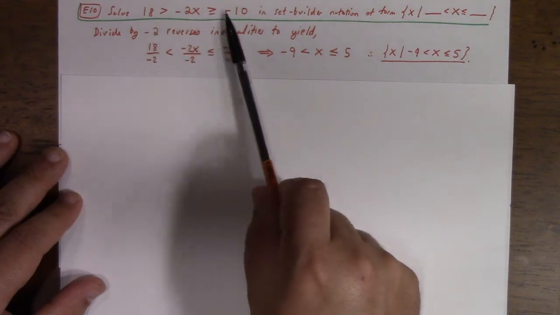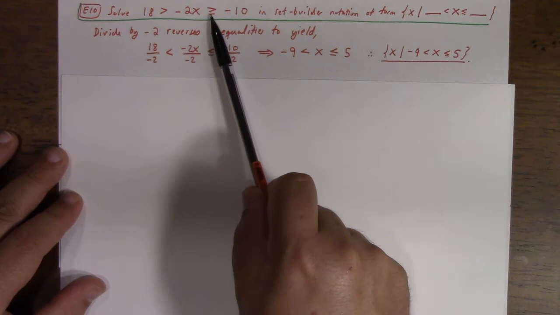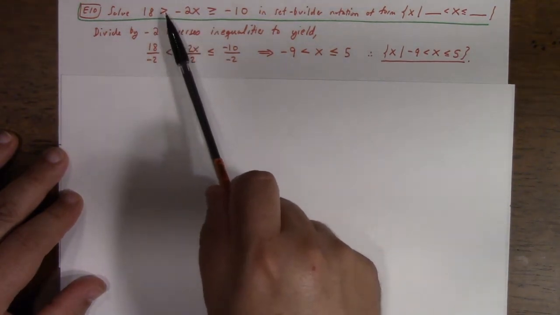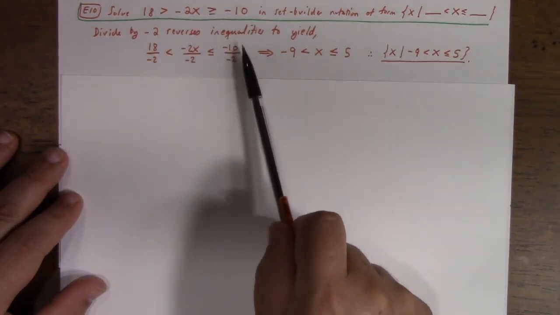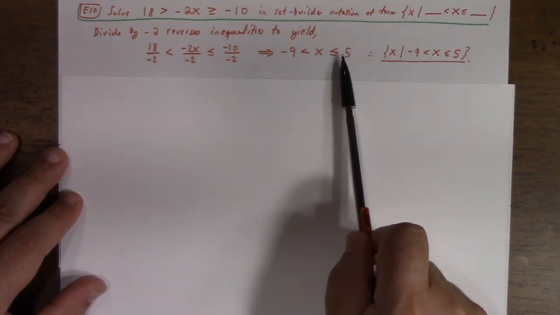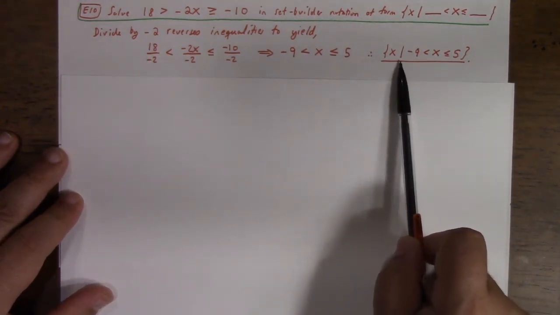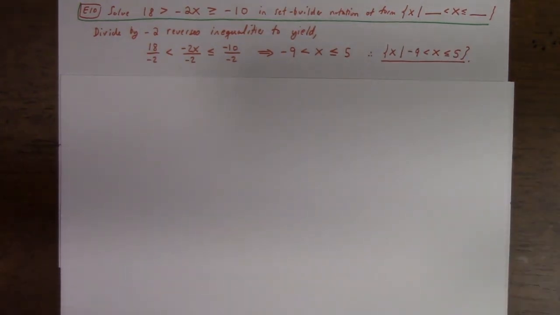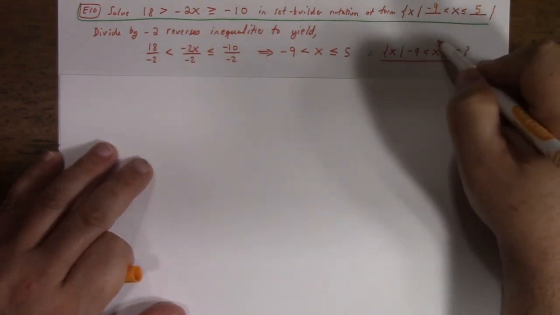So this time we're going to divide that inequality by minus 2. But remember, when we divide by a negative or multiply by a negative, we have to reverse the inequalities. So we get minus 18 over 2 less than minus 2x over minus 2 less than or equal to minus 10 over minus 2, which gives us minus 9 less than x less than or equal to 5. So there you go in set builder notation, x such that minus 9 less than x less than or equal to 5 is our solution. In other words, we can fill in the blanks up here, minus 9 and 5, right?